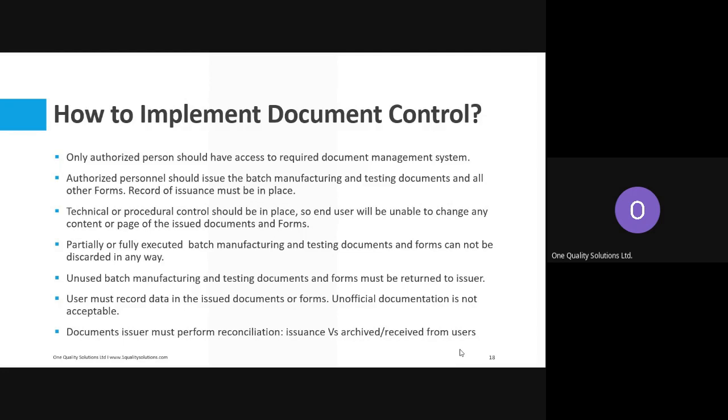Documents issuer must perform reconciliations. The person who is responsible for the issuance of the documents must perform reconciliation. That is, he or she needs to compare the number of issued documents versus received or returned documents. So he can check whether any documents are returned or not. If not returned, he can remind the end user to return the documents. Okay, so we can go to the next slides.